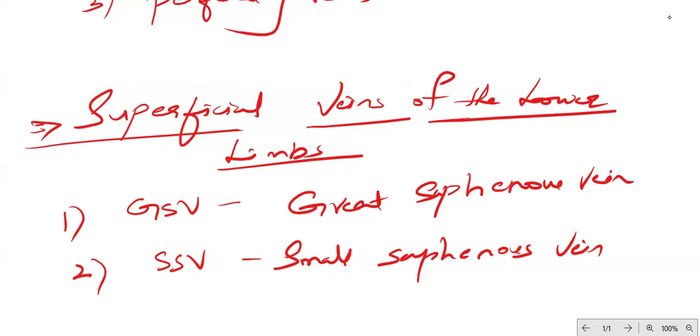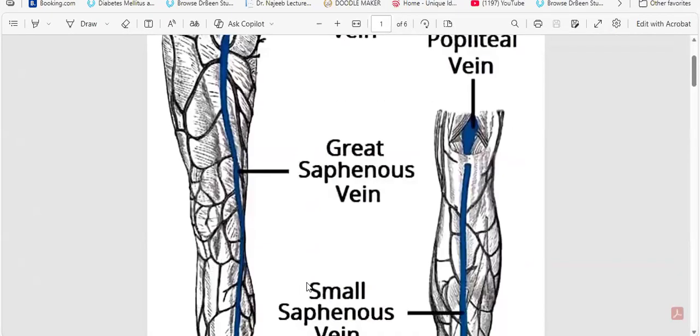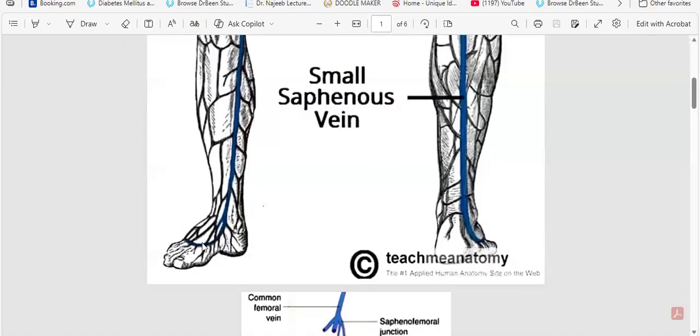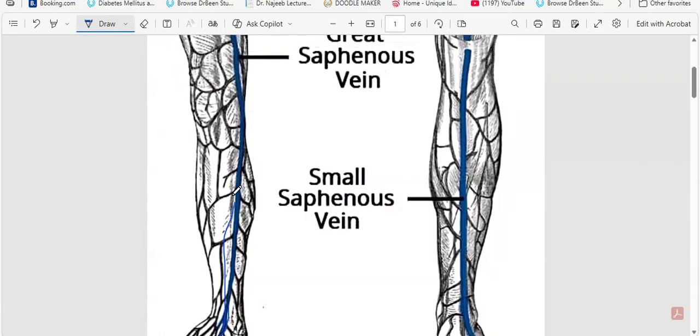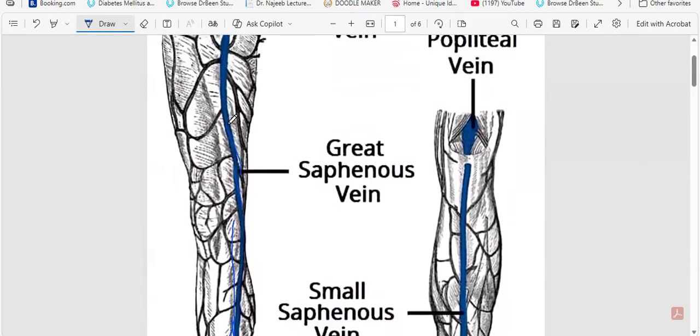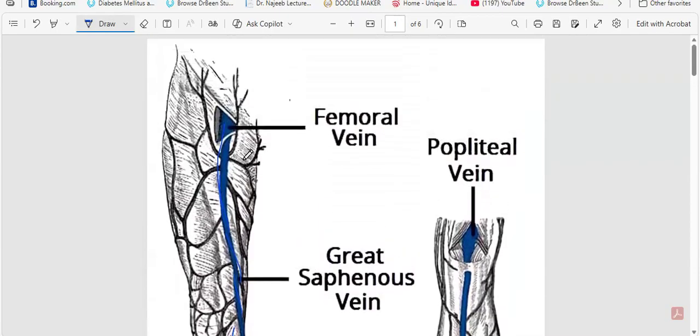Let's start with the image so we'll understand about that. You can see this is the great saphenous vein. Here it is beginning from the dorsal arch of the foot, and here you can see it from the great toe. Great saphenous vein travels behind the knee, comes to the front of the thigh, and drains into the femoral vein.